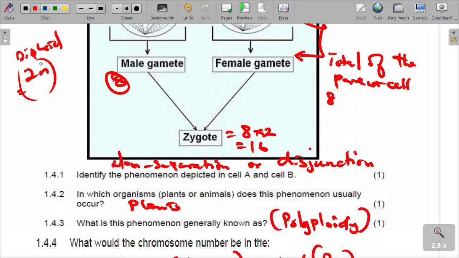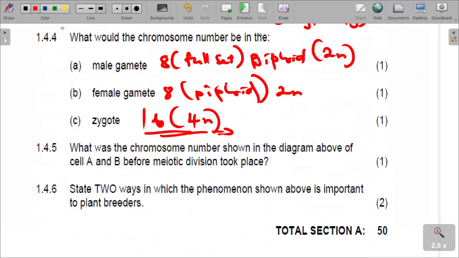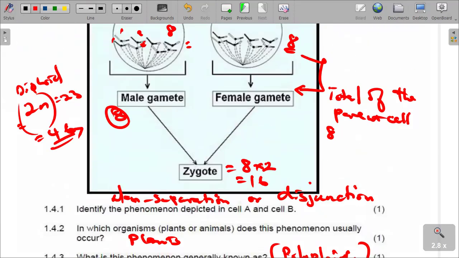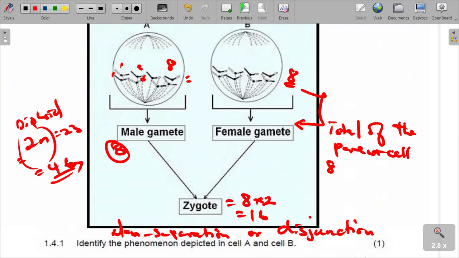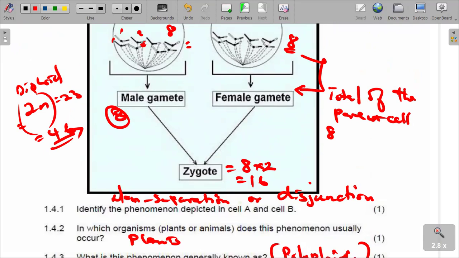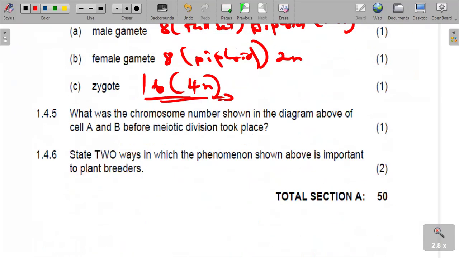So in humans, 2n, where n is equal to 23, gives us 46. If it is in humans, therefore we can get it like that. The same applies here: our total number of chromosomes is 8 times 2, which is an addition of a male and female gamete coming together by fusion.